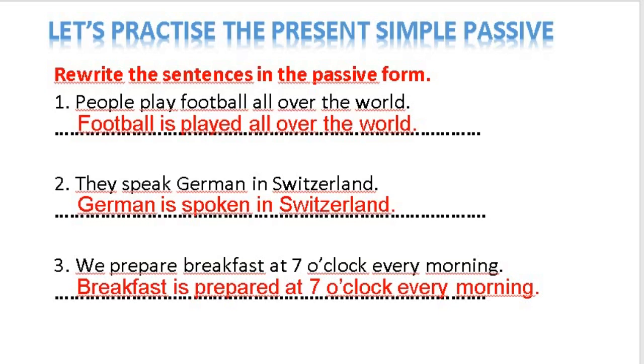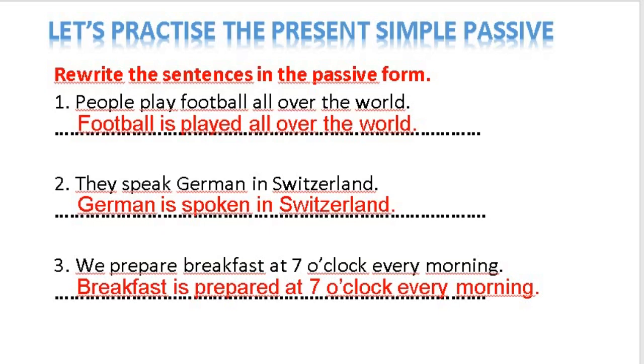Now let's look at the third one. We prepare breakfast at 7 o'clock every morning. Who prepares breakfast? We prepare it. So it's an active sentence. The person who does the action is obvious. Who prepares it? We prepare it.